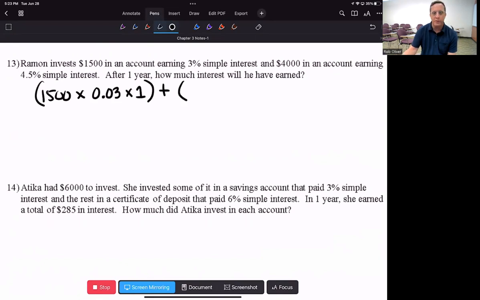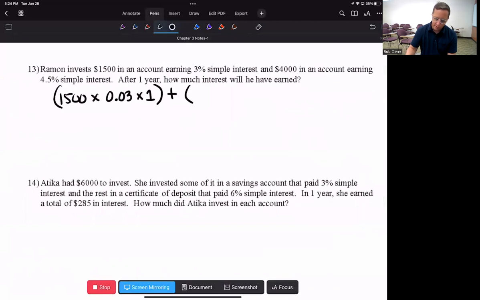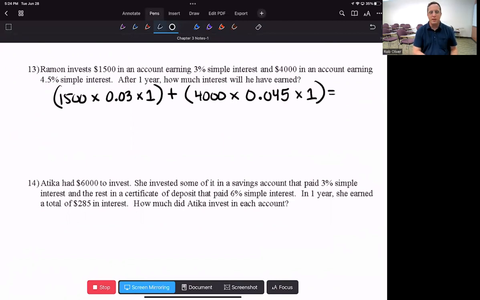plus the other account. The other account is 4,000 principal, 4.5%, times 1 year. Some of you might be thinking, what's the point of putting 1 there? You don't have to. I'm just putting that in there so you can see the principal, the rate, and the time.